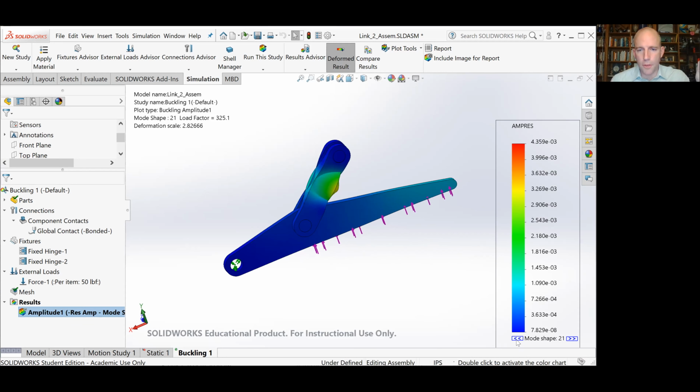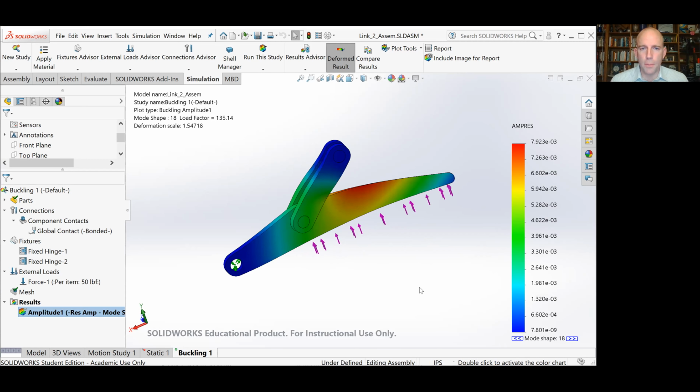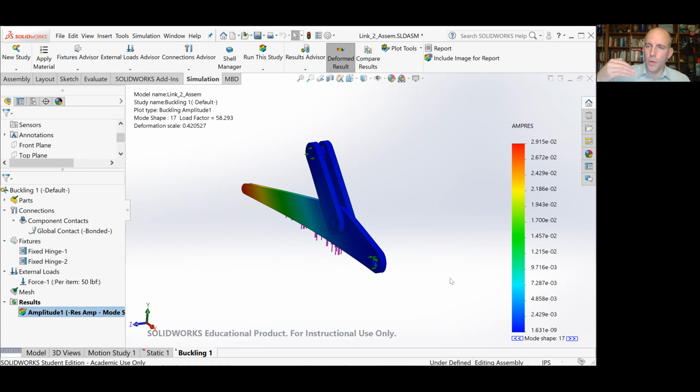Of course, all of this corresponds to a higher load factor than the lowest positive load factor for mode shape 17 here. And so if the load were increased and increased, and we didn't exceed the yield strength or ultimate strength of the part, eventually this is what would happen. It would buckle with that handle popping out of plane. So that is how we analyze components for buckling, and an overview of some of the other ways we can analyze components for failure.